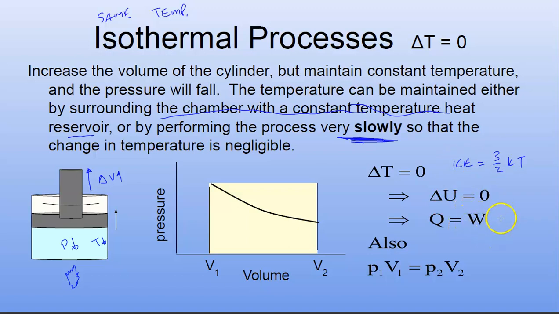And going back to the first law, Q equals delta U plus W. Now we're saying that delta U in an isothermal process is 0. That means that all of the heat that I put in there goes into work. So when I put this little fire right here, then I get some work. And the amount of work that I get is equal to the amount of heat that I put in there.